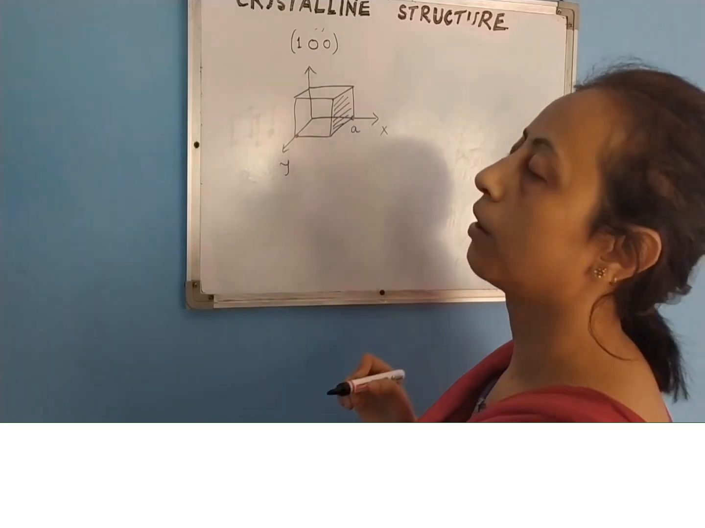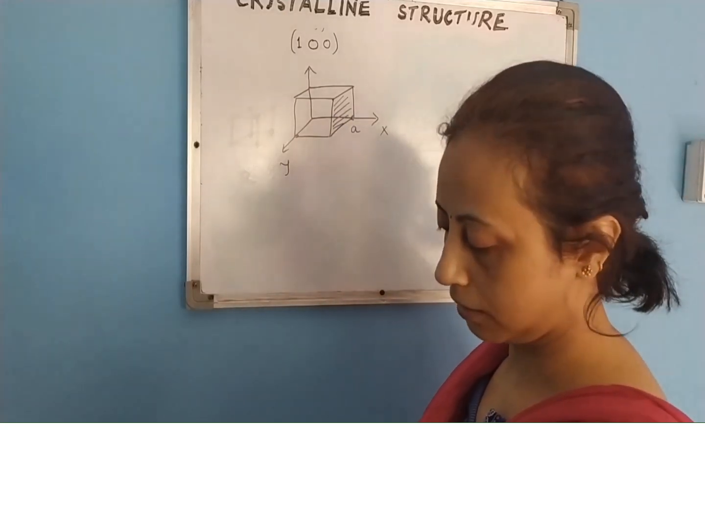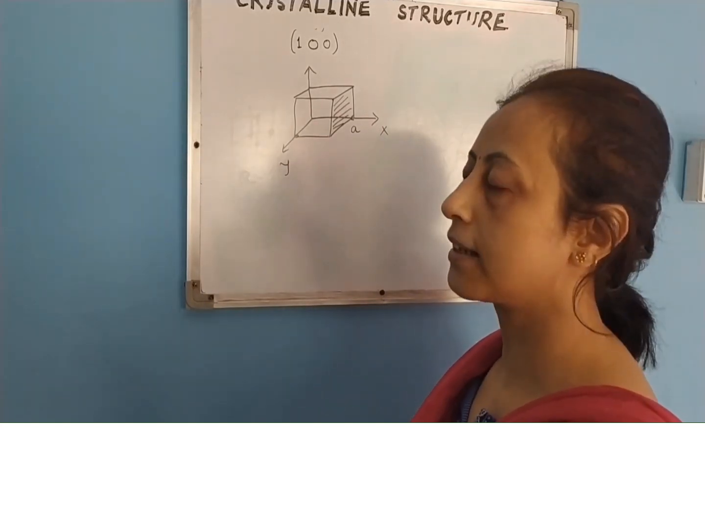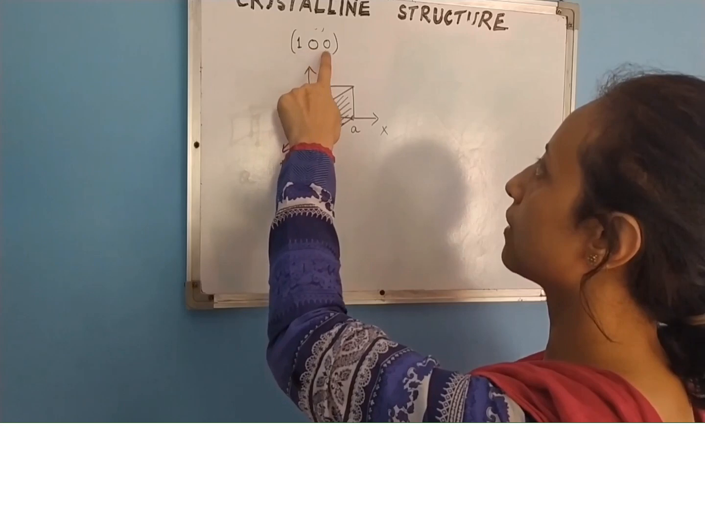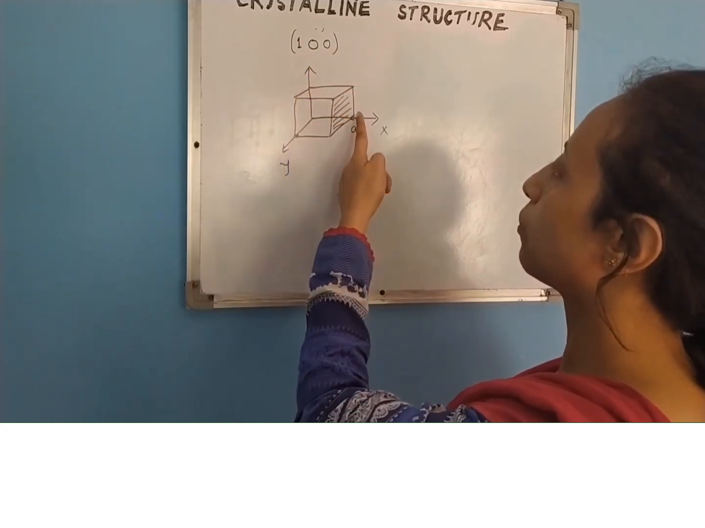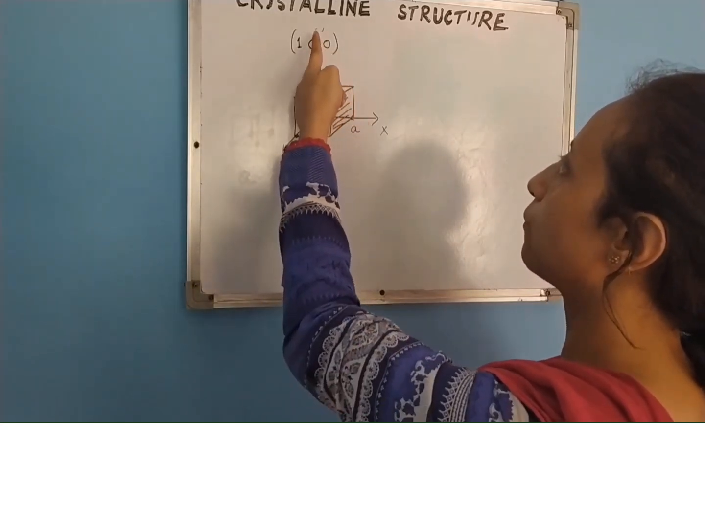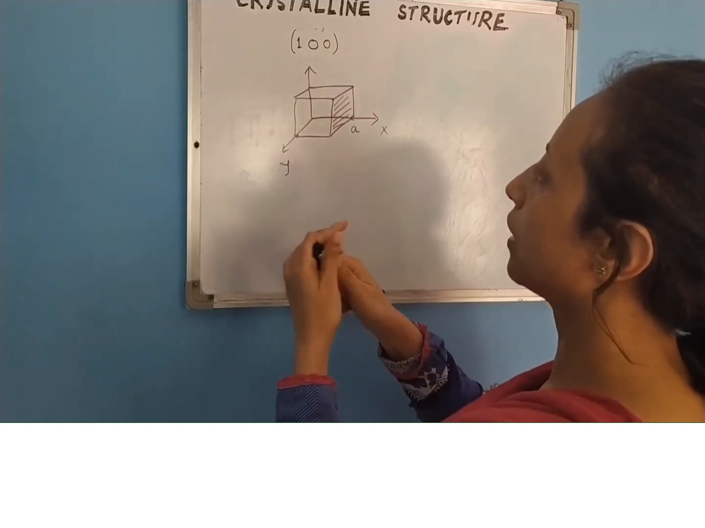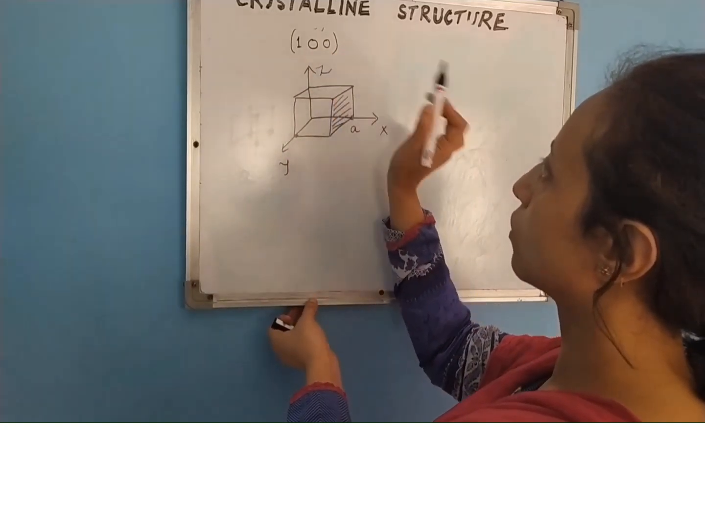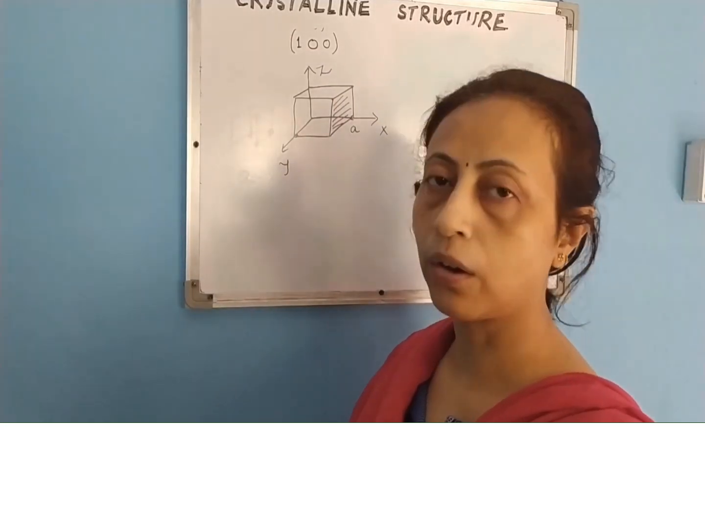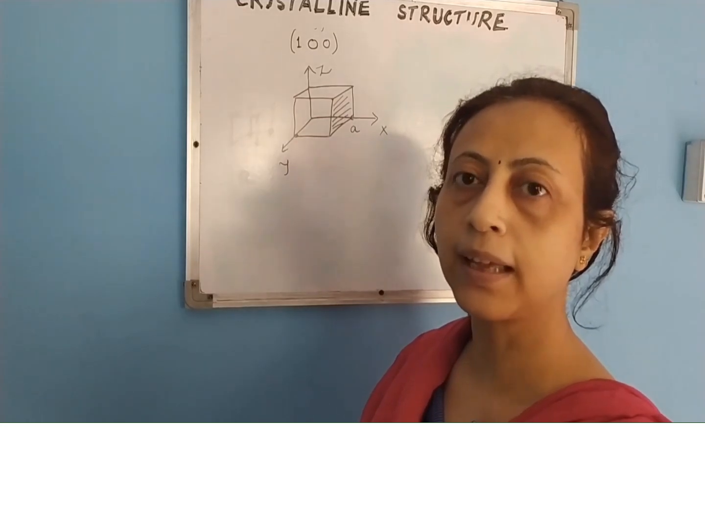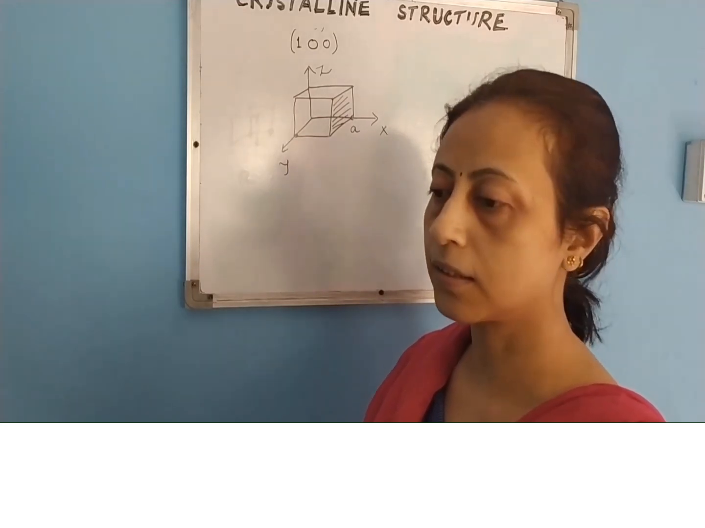So this is how we can find out the plane if the Miller indices are given. So Miller indices are given as 1, 0, 0. So 1 is the intercept with x-axis, infinity is the intercept with y-axis, and infinity is the intercept with z-axis, right? So this way we can draw all planes represented by some Miller indices. Okay.